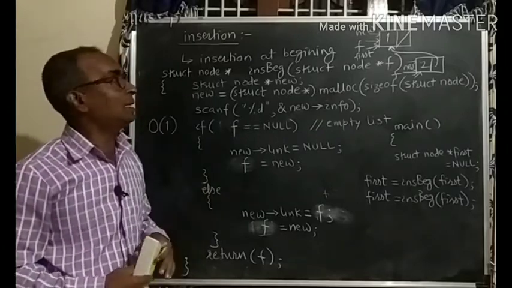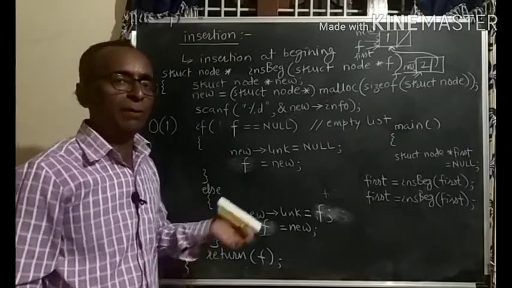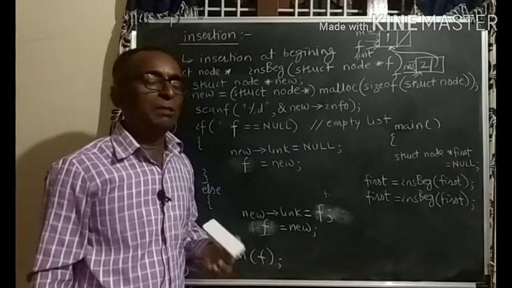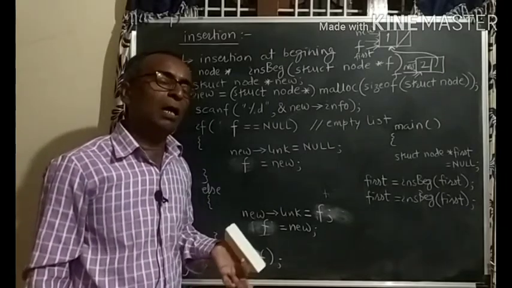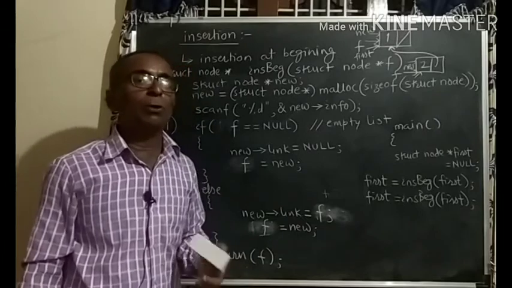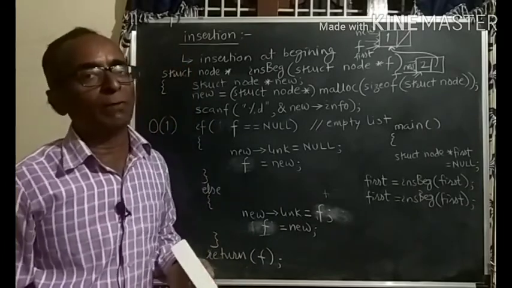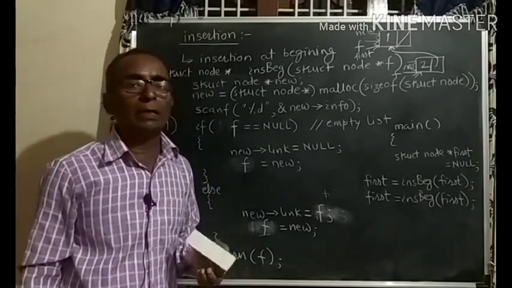So we'll see insertion at end, which is big O of n, and how we can make that big O of 1, that is a constant amount of time. That also I'll take in the next video.